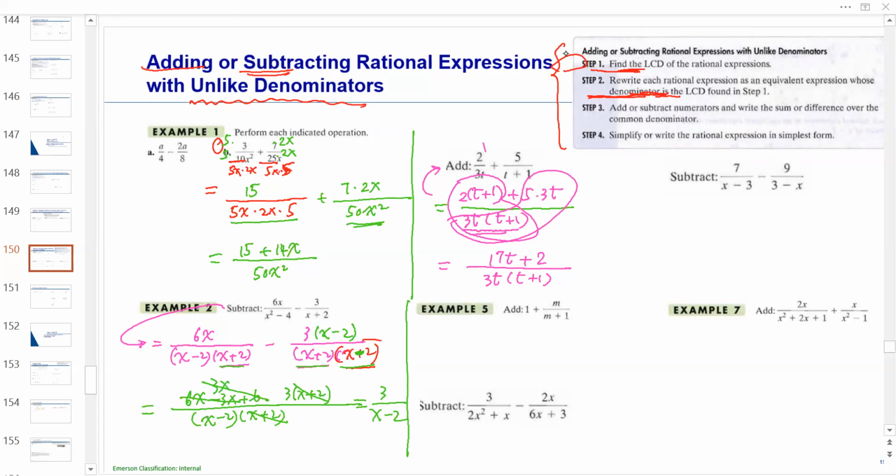Does anyone have a question about this example? If not, I move to the next one. Example 5: 1 plus this one. How do we do that? We can change 1 to m plus 1 over m plus 1, and the second one we copy. So you can easily get the top part, and the denominator is 2m plus 1.